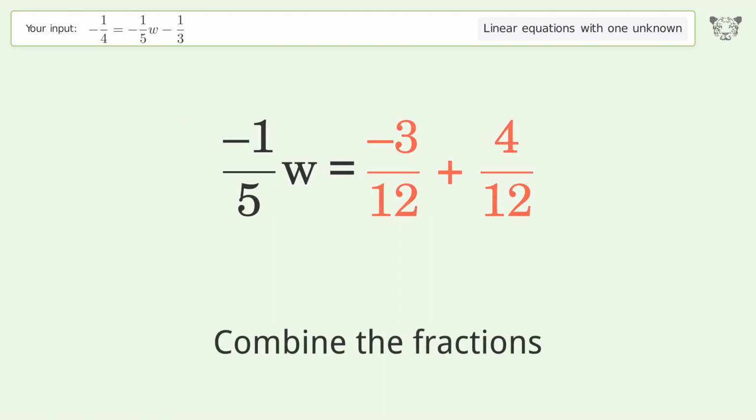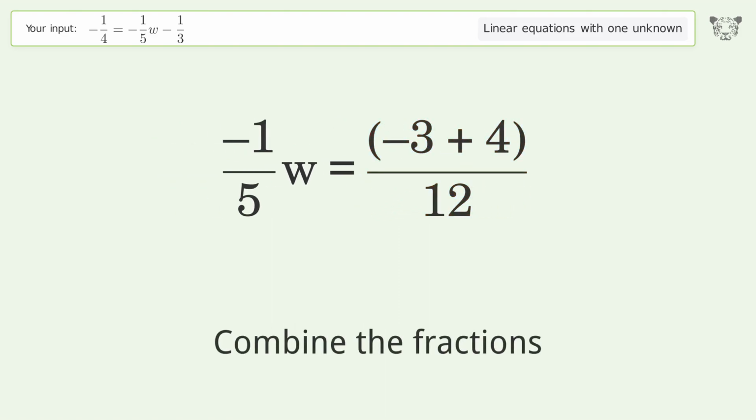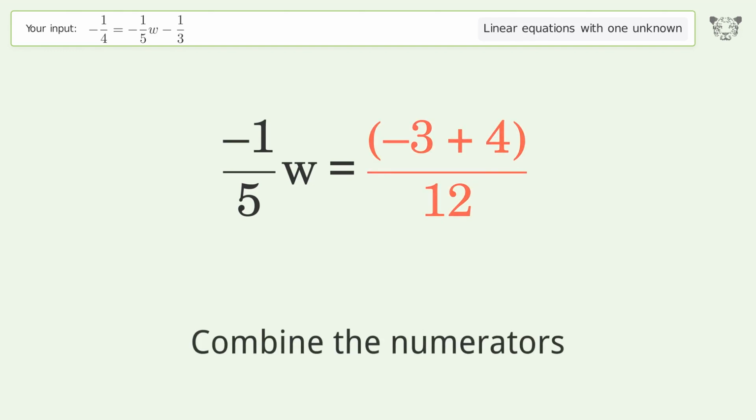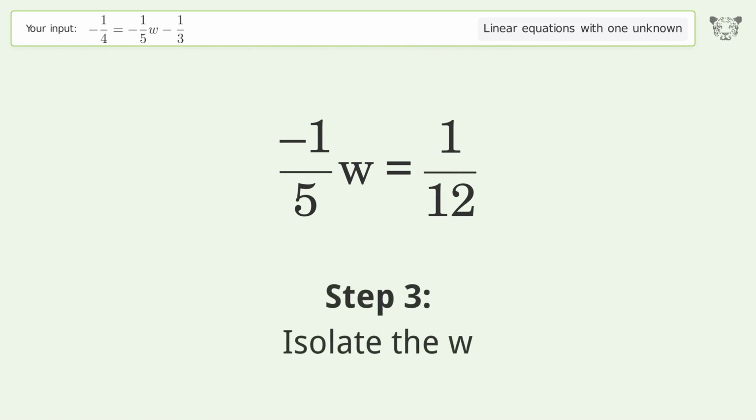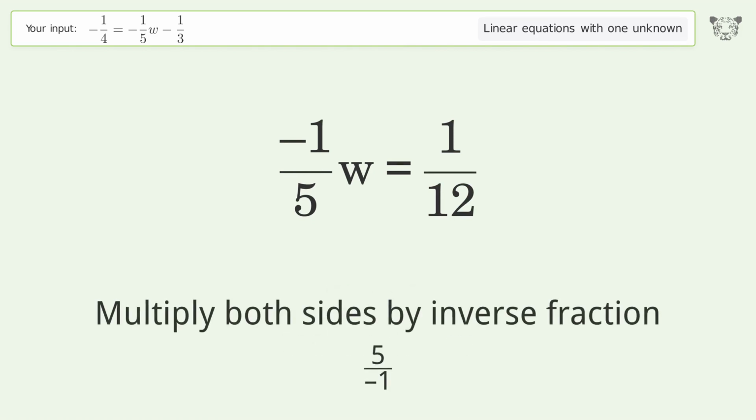Combine the fractions. Combine the numerators. Isolate the w. Multiply both sides by inverse fraction 5/-1.